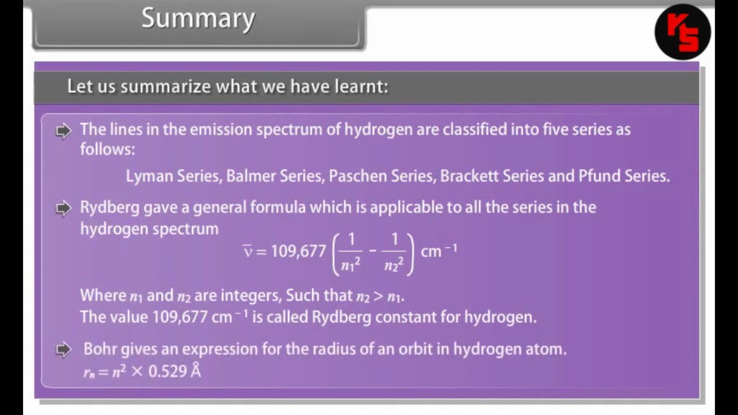Bohr gives an expression for the radius of an orbit in a hydrogen atom. Rn is equal to n square into 0.529 angstrom.